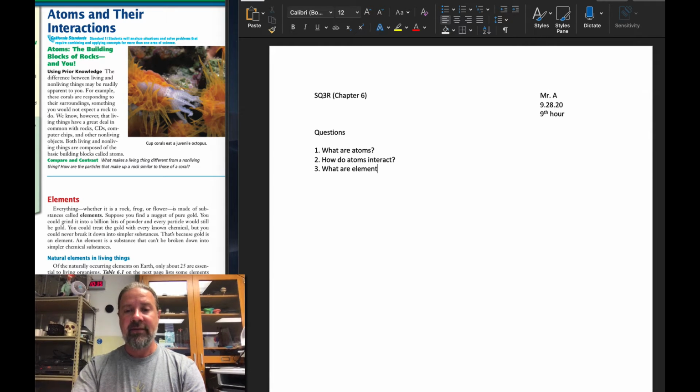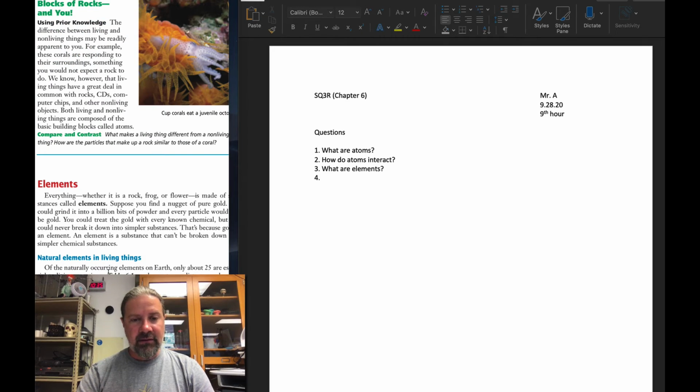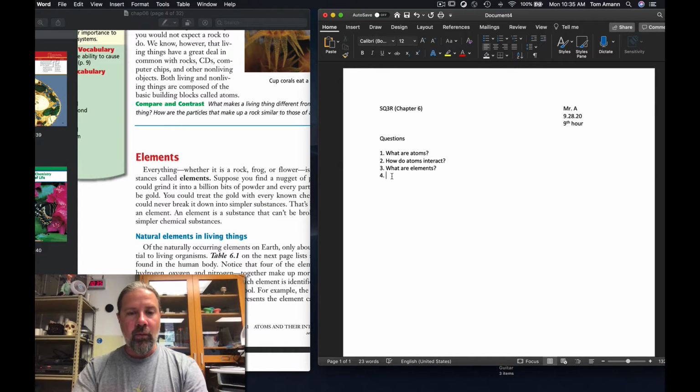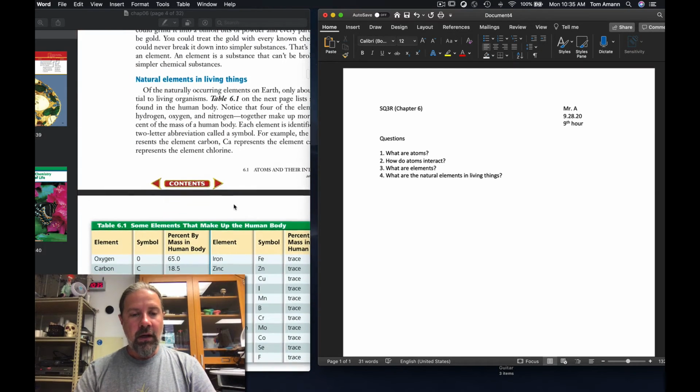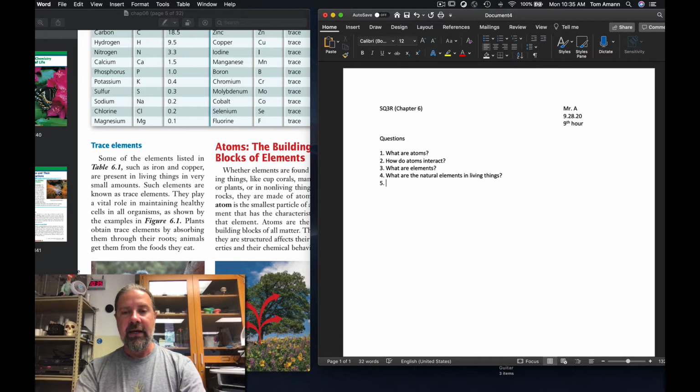What are elements? Okay. Number 4, and notice that I'm not skipping lines or anything. I'm coming up with questions. And I see down here it says natural elements in living things. Okay. How about I go something like, what are the natural elements in living things? There we go. That's a good question. Let's see, what else do we have? Oh, next page, 5, blue heading. What are trace elements?